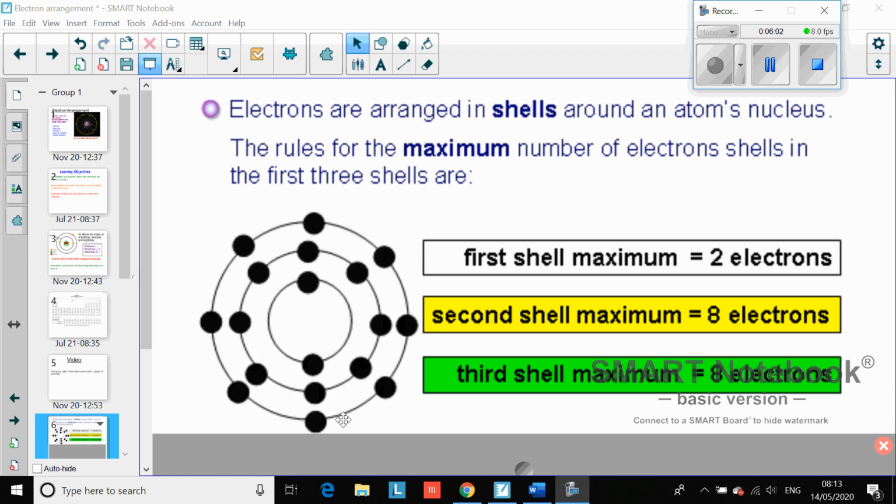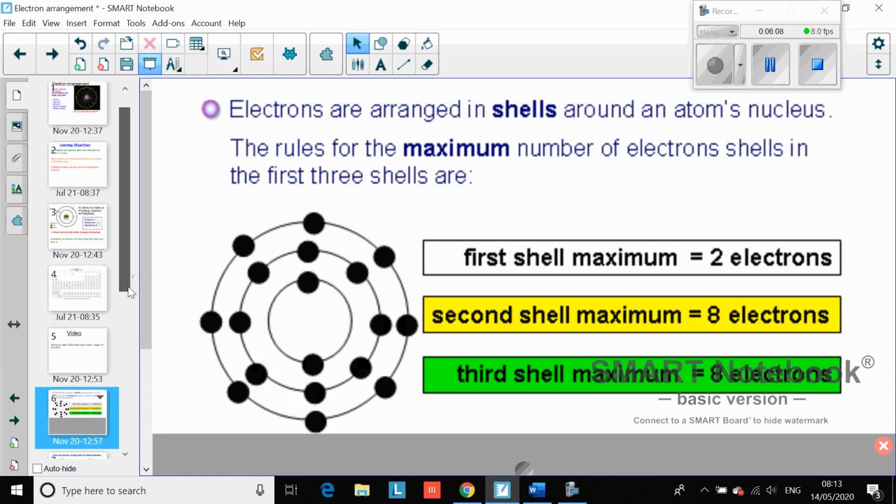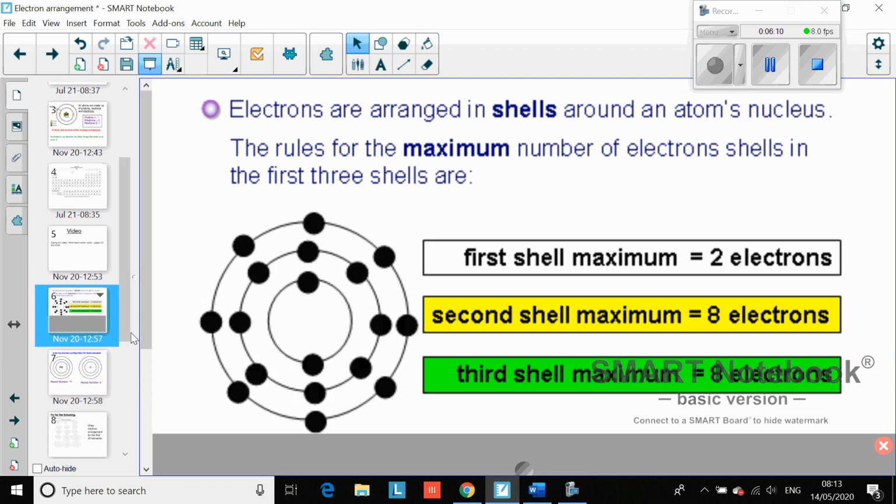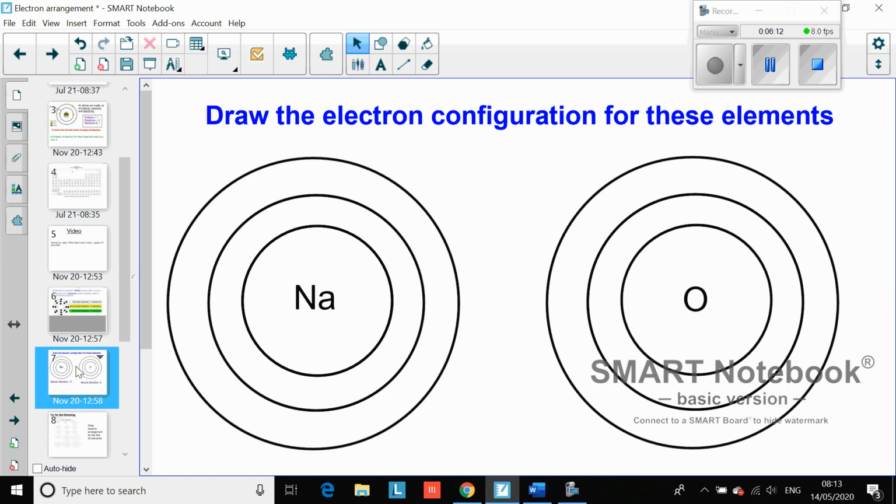Okay, so there are various rules, and if you follow those rules, you should be fine. Okay, so we're going to do an example. We're going to start with a reasonably complex one. Okay, so we're going to start with sodium. Okay, so there's the sodium nucleus.